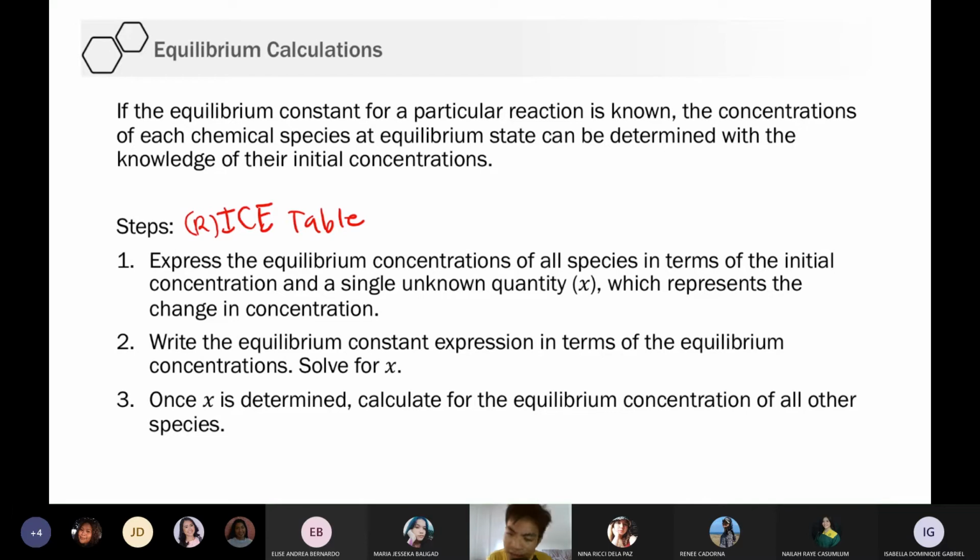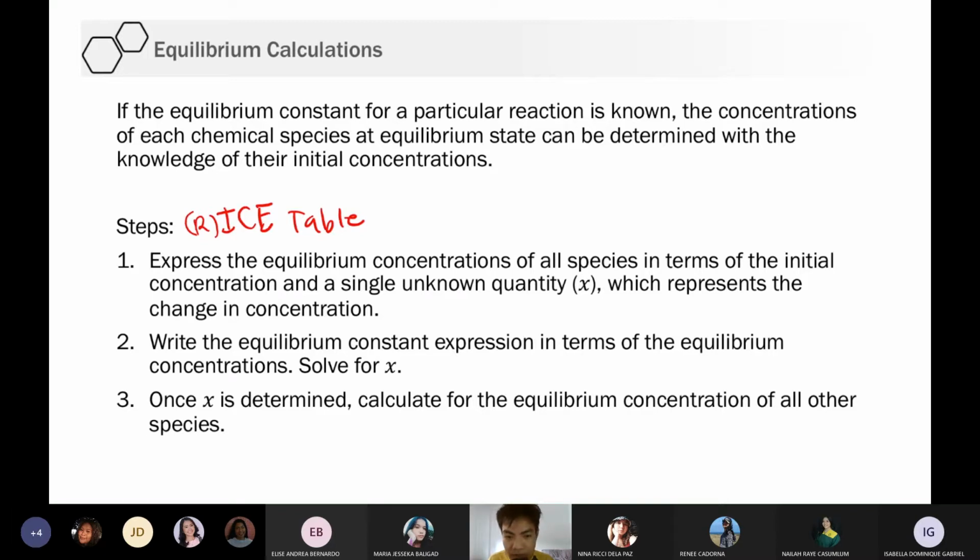In answering problems with regards to the ICE table, number 1, express the concentration of all species in terms of the initial concentration and a single unknown quantity x, which represents the change in concentration. So what that says is, write down first their initial amounts. And then you express the changes in their initial amounts with x, because you don't know how much it will change. You don't know how much it will increase or decrease.